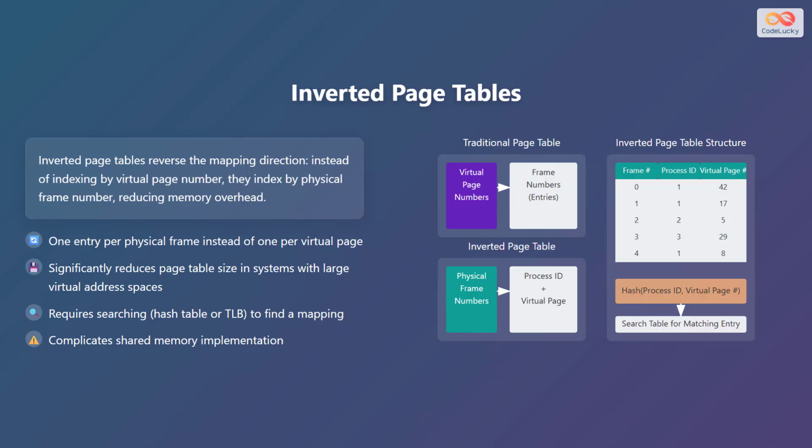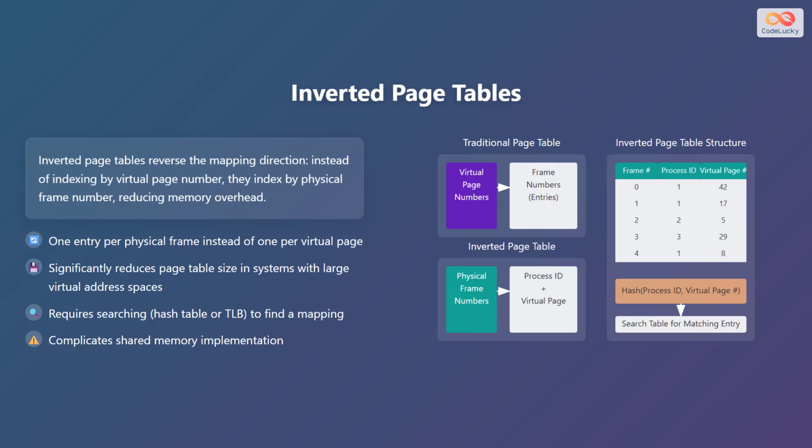Significantly reduces page table size in systems with large virtual address spaces. This reduction is especially beneficial in systems where the virtual address space is much larger than the physical memory. Requires searching, like a hash table or translation lookaside buffer, to find a mapping. To find the mapping for a virtual address, the system needs to search the inverted page table.